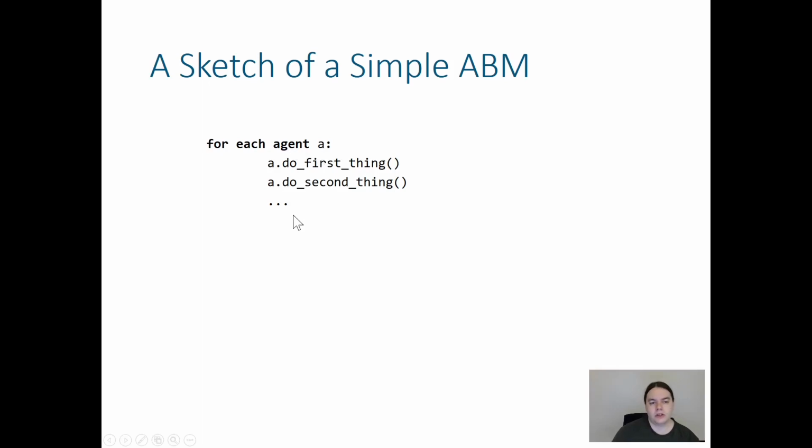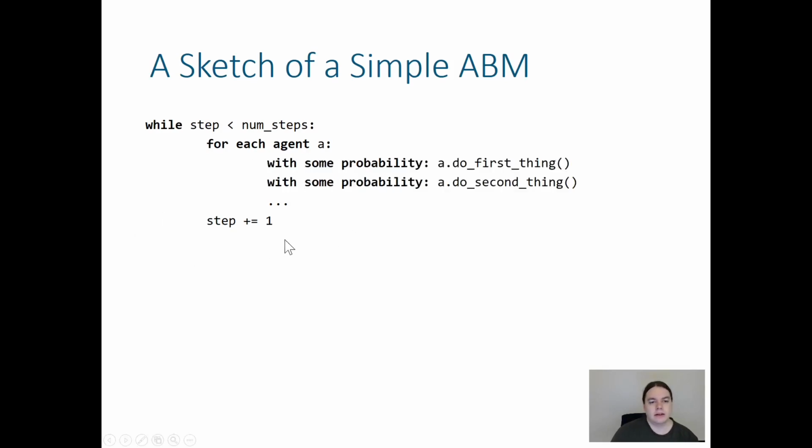And then usually the agents aren't supposed to only act once, but multiple times, so you might add in a second loop that repeats this a number of times. And then you might not want to have every agent execute every action in every step. So the result could look something like this, where each agent only acts with some probability for each action.